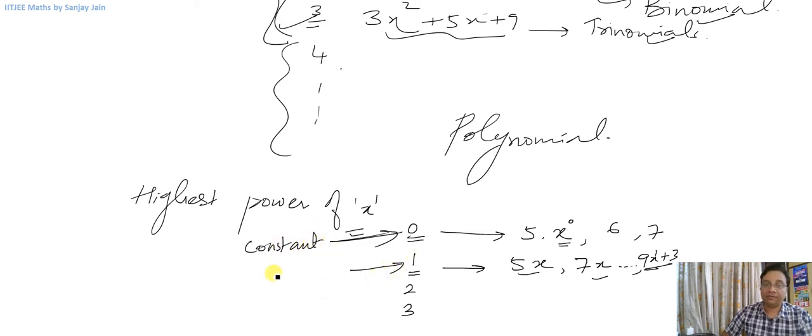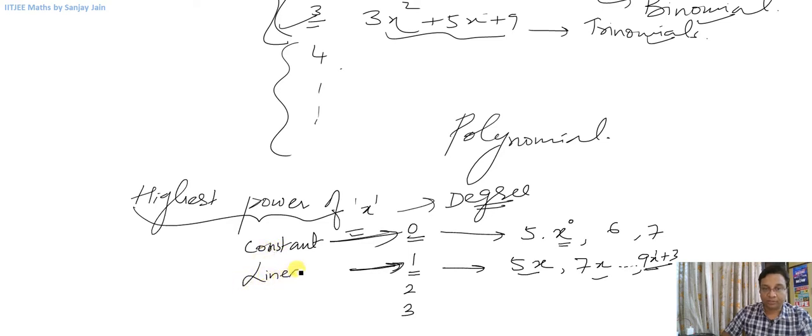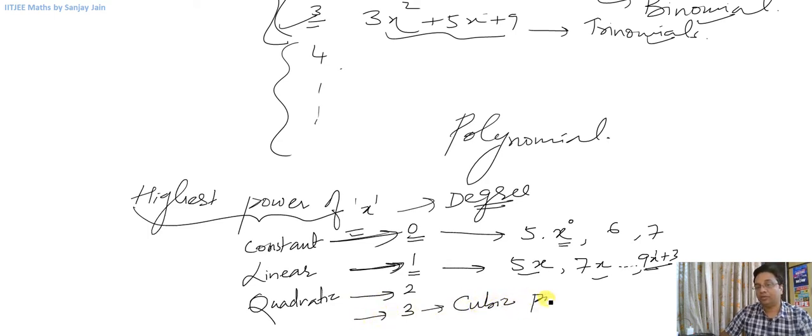If the highest power of x, and we have got a special name for highest power of x, that is degree. I have already defined it. So if the degree of a polynomial is 1, then I would say it is a linear polynomial. If the degree is 2, then it is known as quadratic polynomial. If the degree is 3, it is known as cubic polynomial.